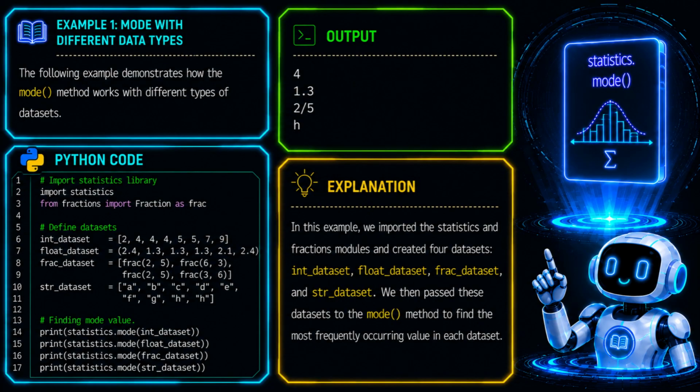Explanation. In this example, we imported the statistics and fractions modules and created 4 datasets: int_dataset, float_dataset, frac_dataset, and str_dataset. We then passed these datasets to the mode method to find the most frequently occurring value in each dataset.